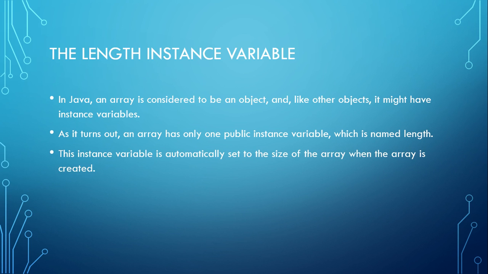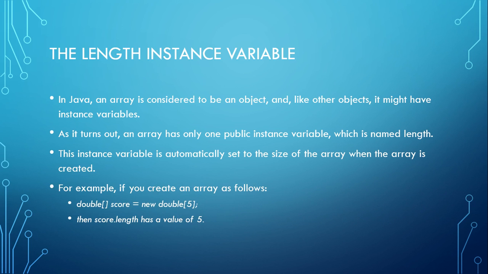Now, this instance variable is automatically set to the size of the array when the array is created. For example, if we create an array as follows, double[] score = new double[5], then score.length has a value of 5. And we could establish this from last time when we started talking about how to create an array.